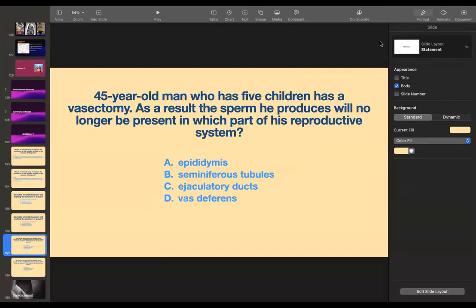Now, final question. A 45-year-old man who has 5 children has a vasectomy. As a result, the sperm he produces will no longer be present in which part of his reproductive system? Is it going to be the epididymis? Is it going to be the seminiferous tubules? Is it going to be the ejaculatory ducts? Or is it going to be the vas deferens?